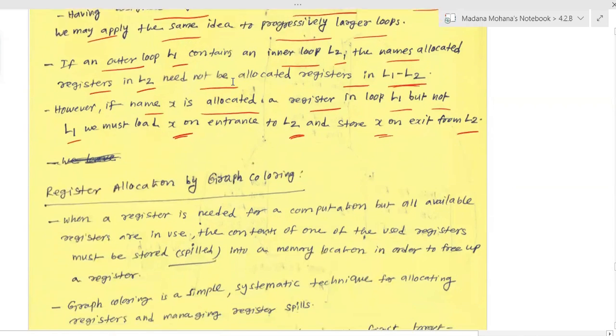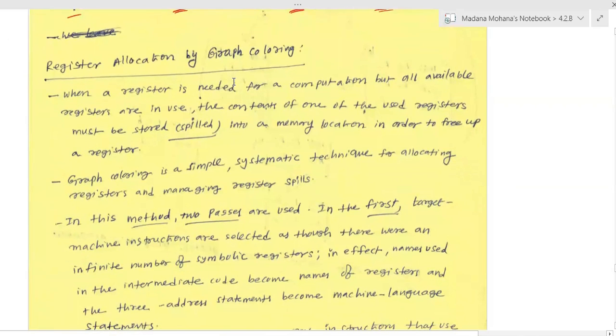Now here we will use one approach for register allocation using graph coloring, from data structures and design and analysis of algorithms. You may have studied one of the techniques, graph coloring. So the same concept we will use for register allocation. So when a register is needed for a computation, but all available registers are in use, then the contents of one of the used registers must be stored, that is, spilled into a memory location in order to free up a register, that is deallocation.